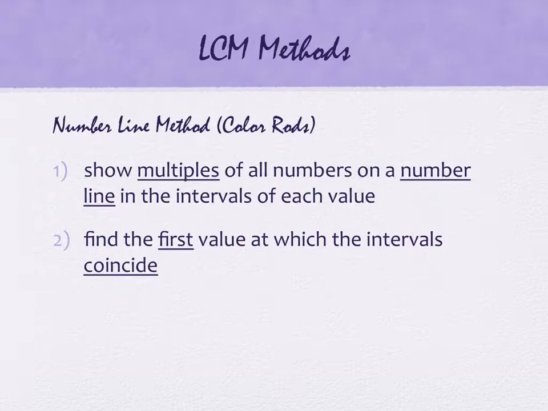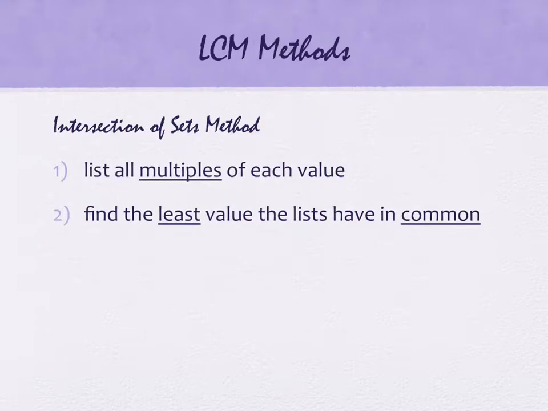So this is, I totally lied. That was the next method. Actually, I'll go over that one since I've already mentioned it. Let's do intersection of sets first. Okay, so to do the intersection of sets method, you list the multiples of each of your values, and then you find the smallest number that they have in common in their lists, the first time they meet.